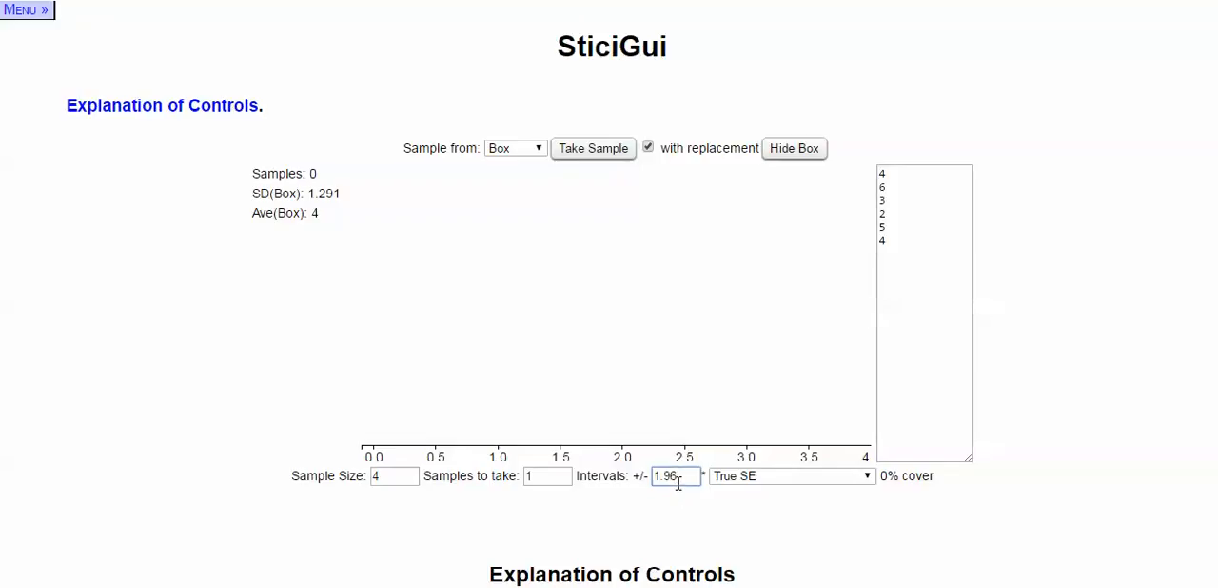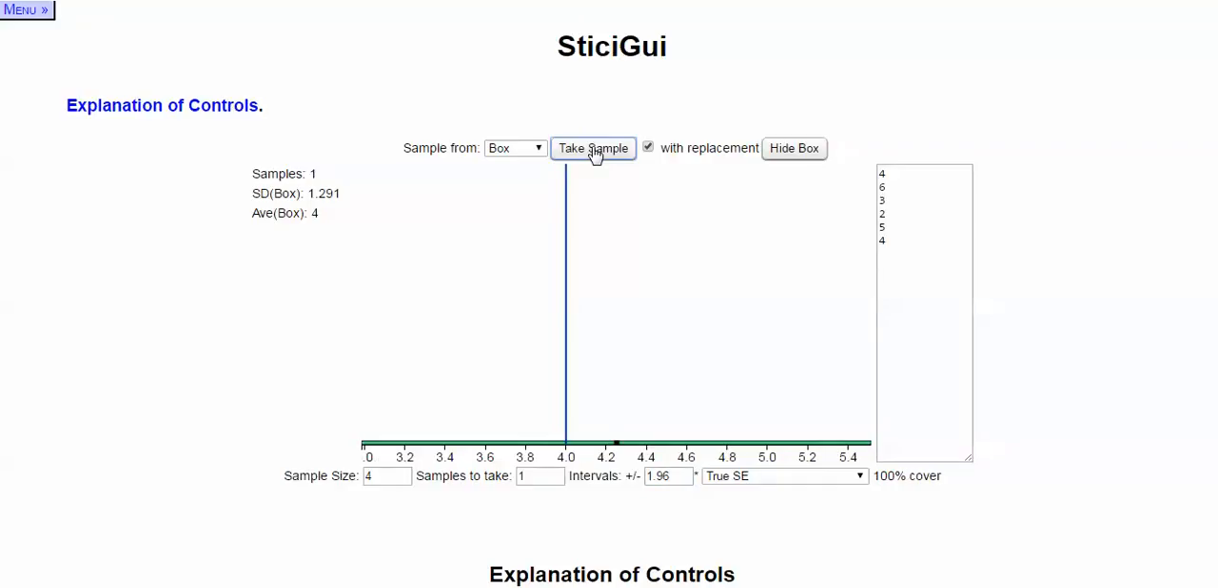And then if I click take sample from the box, it's going to take a sample of 4 people. It's going to record their 4 numbers, and it's going to calculate the mean of the sample by adding the 4 numbers and dividing by 4. And the sample mean will be this dark box right here.